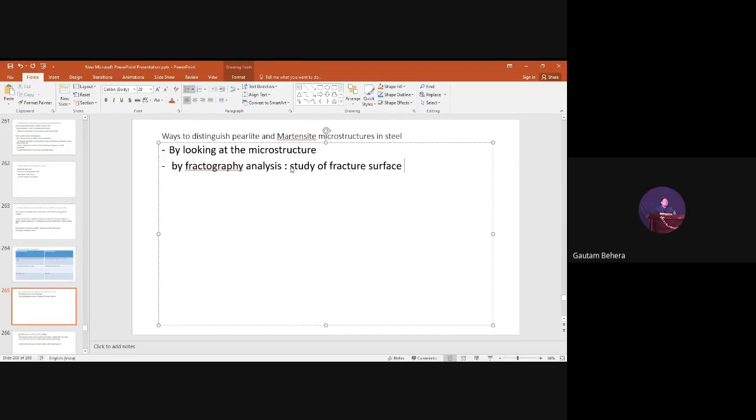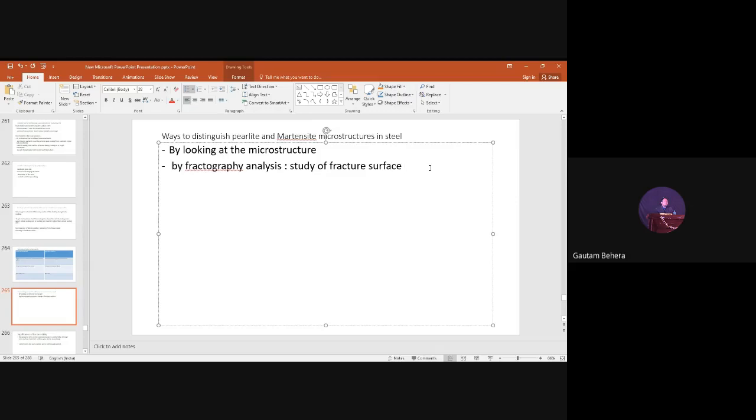Dimples means it will have some voids. And brittle fracture is completely like facets. It's like a complete plain face, a sharp face will be there, right? But in case of ductile fracture, you will have some voids. A lot of voids will be there, looking like dimples on your face.